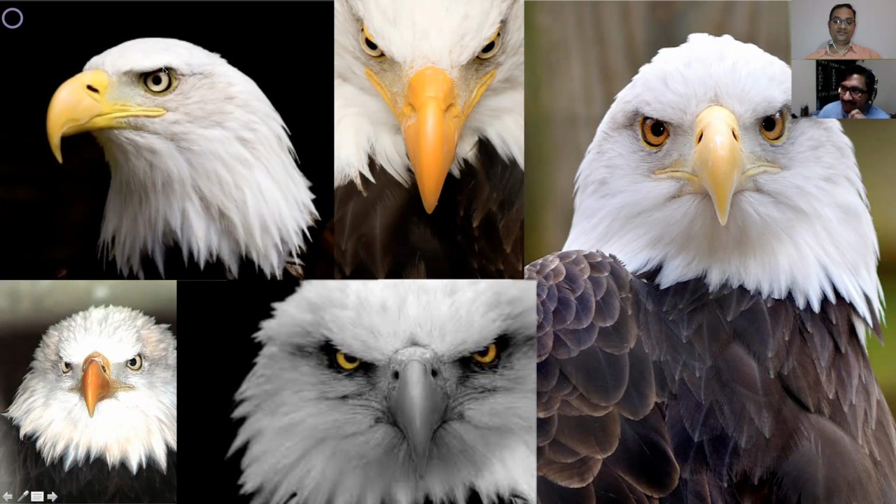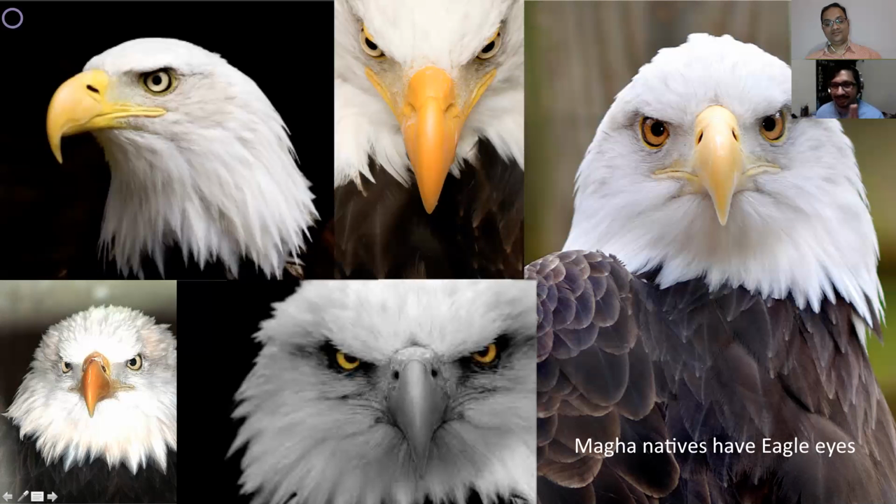And observe the angle of the eyebrows. There are no eyebrows, but observe the angle of the eye, especially in the region close to the eyebrows. So it's a very sharp angle. Now, I began to observe that many of the Magha natives were having eyes similar to the shape of the eagle. Or in other terms, Magha natives have eagle eyes, as I would call them. So if you know any Magha native, if you look at this picture, you will immediately say, yeah, that's how his eyes look.